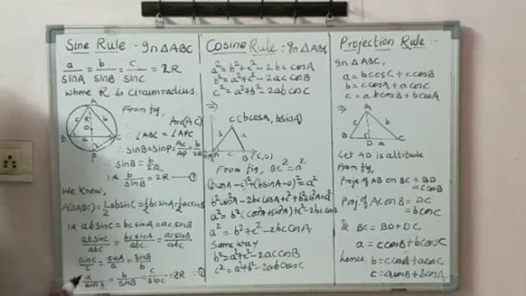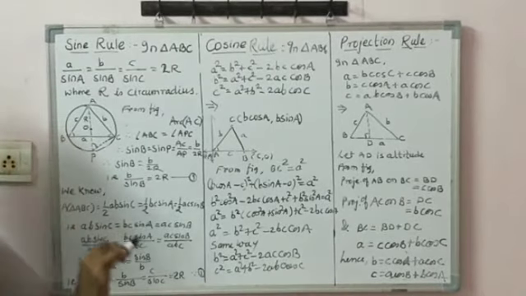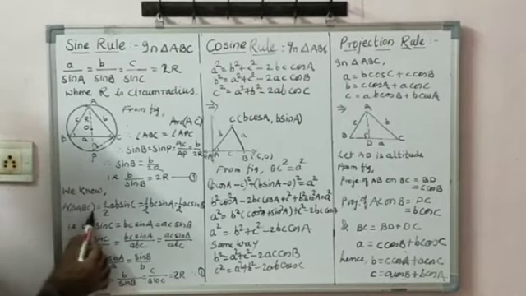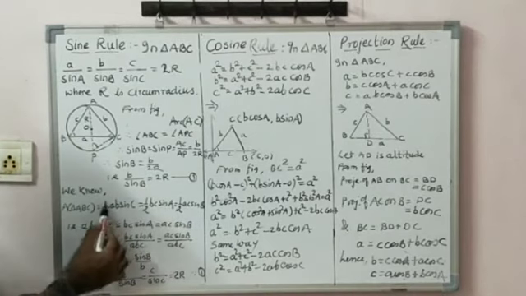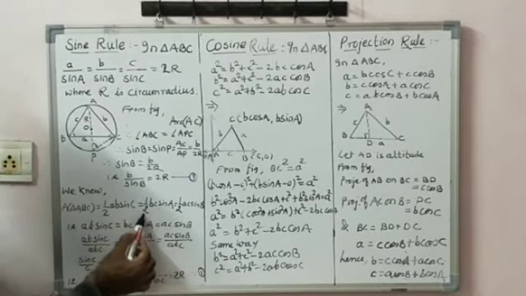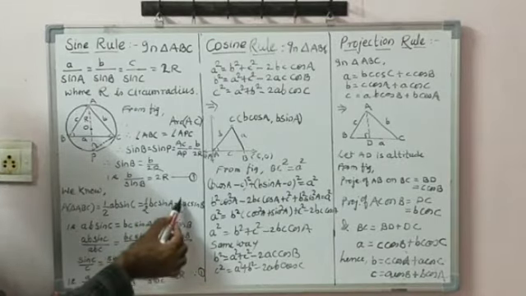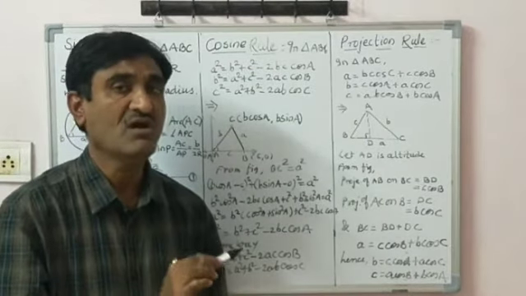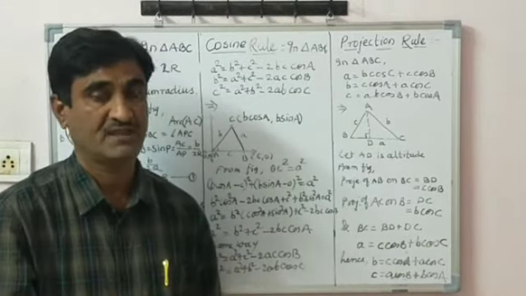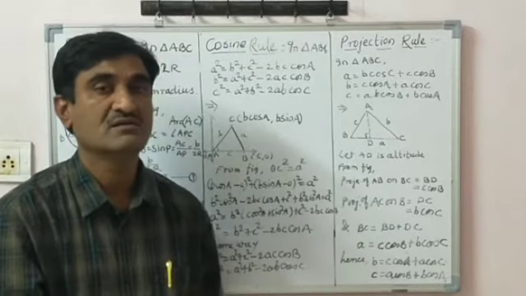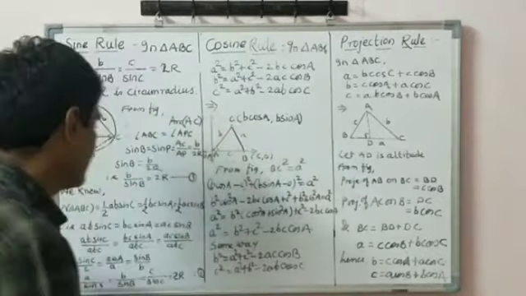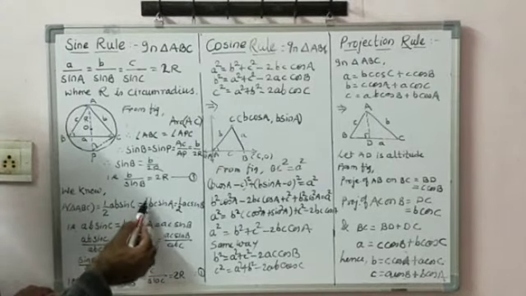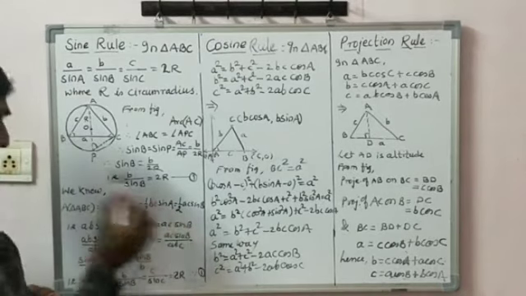Again, by the formula of area of triangle, we know the area of triangle ABC, and we can write it in three forms: 1 by 2 AB sin C is equal to 1 by 2 BC sin A is equal to 1 by 2 AC sin B. In the application of vectors, we already learned this area of a triangle.